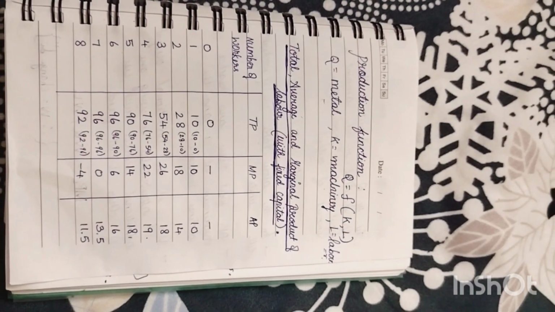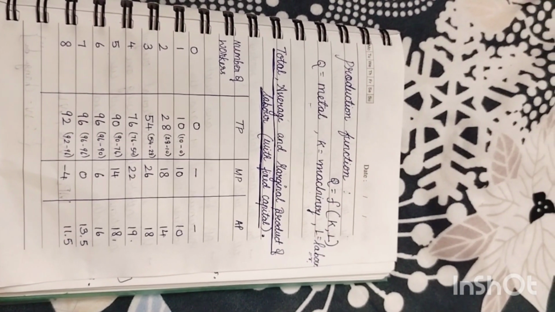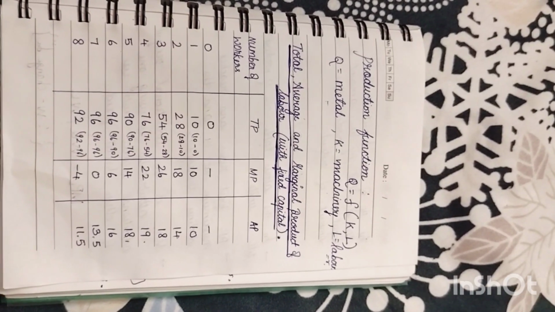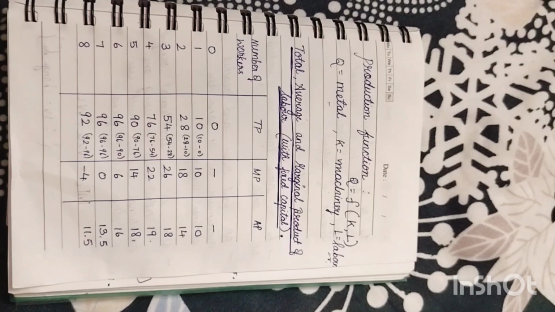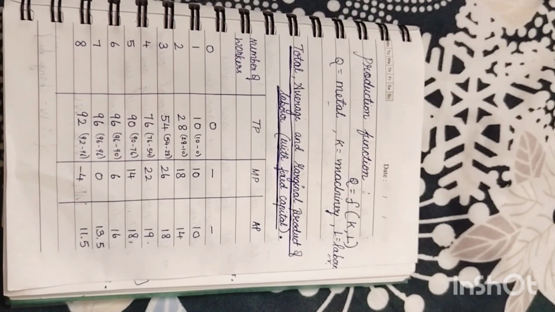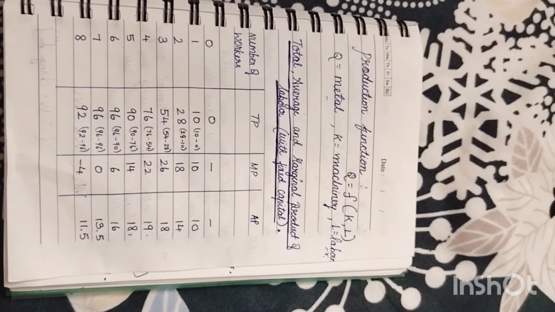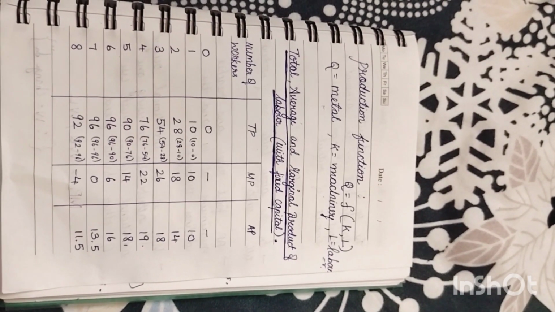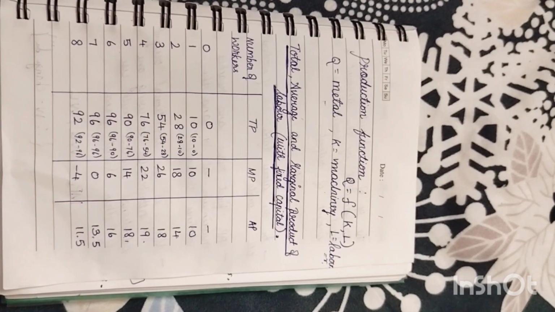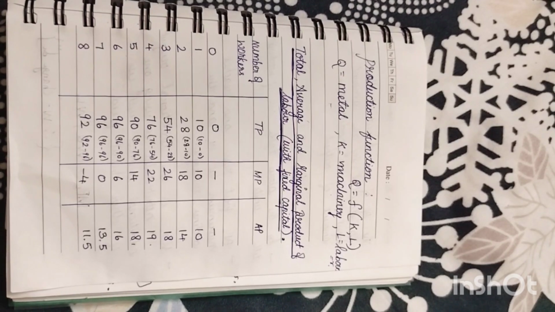The reason for the decline in TP, MP and AP is that we have a few fixed inputs, and when we add variable inputs to them, because of the load, it starts declining at a certain stage.